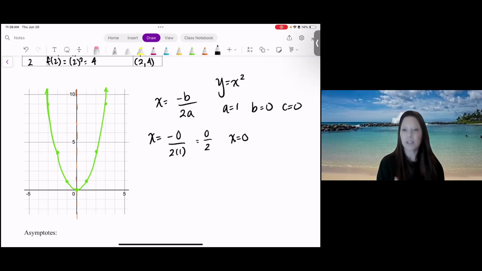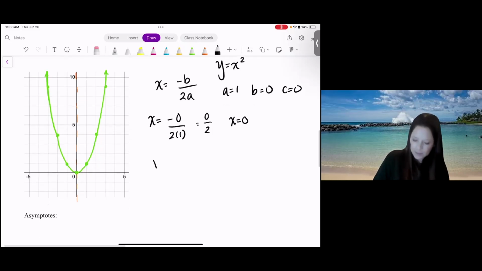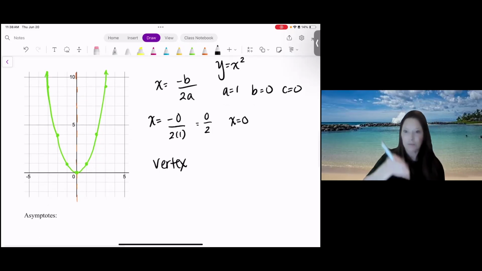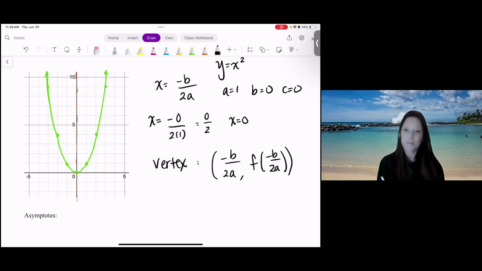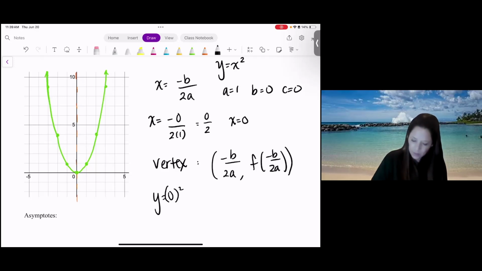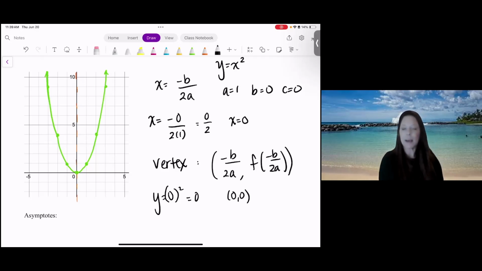I can also find my vertex this way. My vertex is that first x equals, and then the function at that value. The vertex is found by taking -b over 2a for the x and the function at -b over 2a for the y. That means I take the 0, plug it into the function, and see what y is. y at x equals 0 was 0. That means that my vertex was (0, 0). That matches. Let's go back to the previous example I had with x squared plus 2x minus 3.